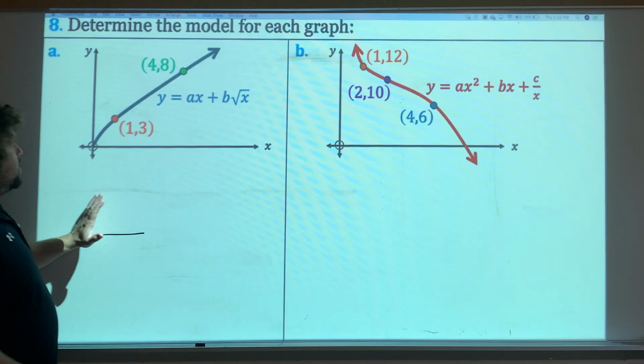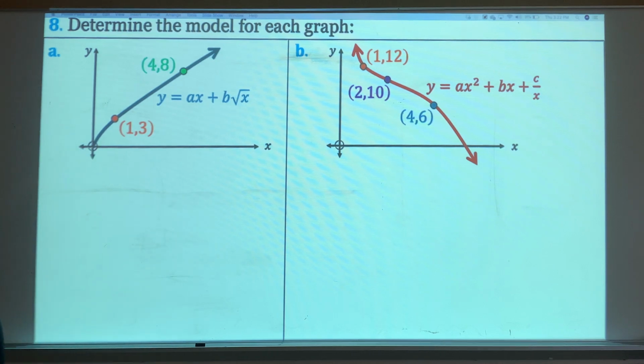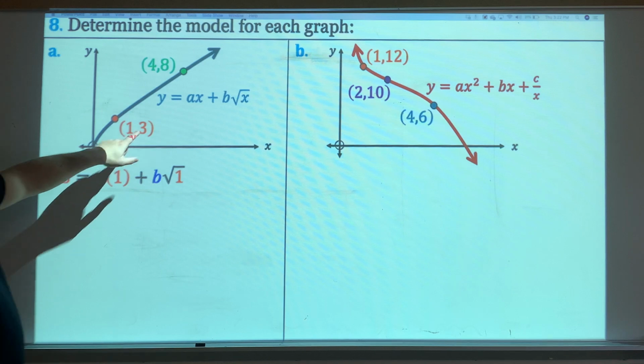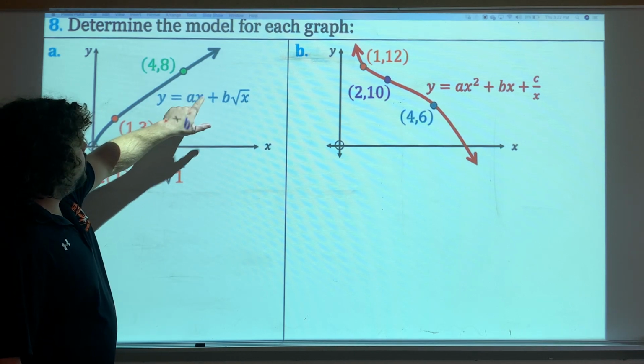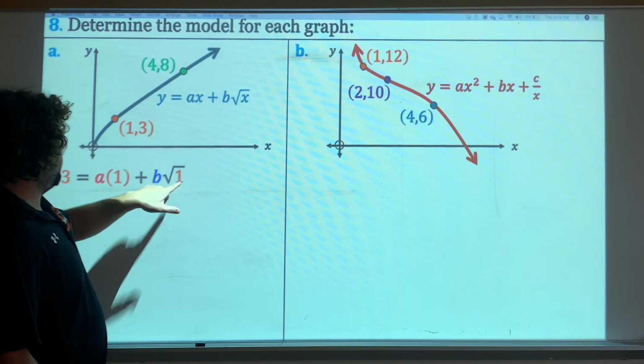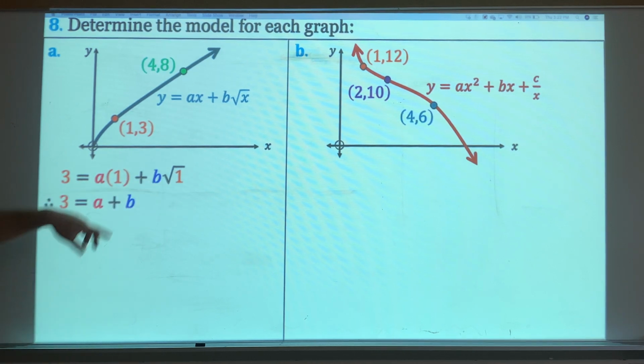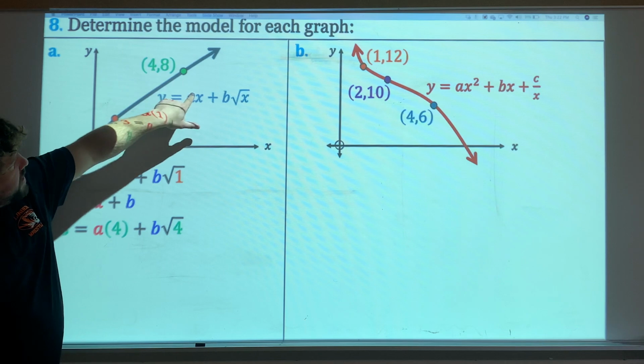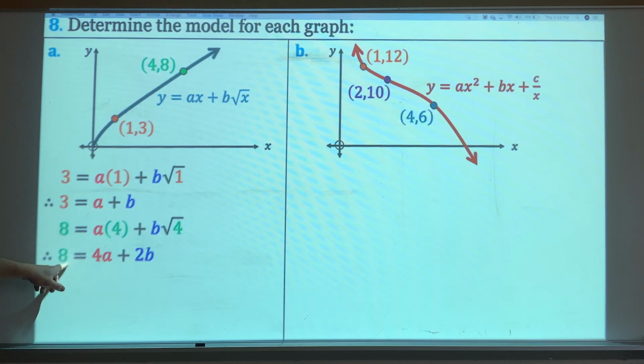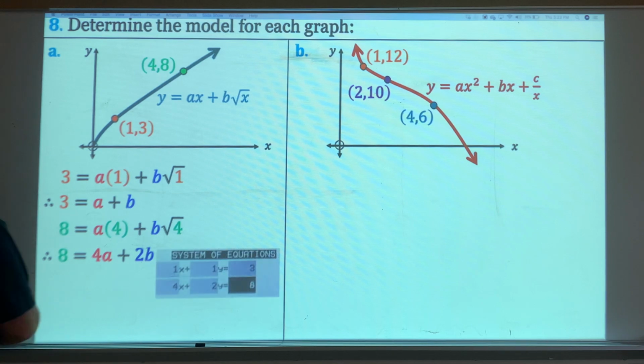Number 3. Determine the model for the graph. We're going to finish up with some modeling. So first model. 3 equals A times 1 plus B times square root of 1. 3 equals A plus B. 8 equals 4 times A plus the square root of 4, which is 2. 8 equals 4A plus 2B. We're going to type this into our calculator, and you get your system of equations here.